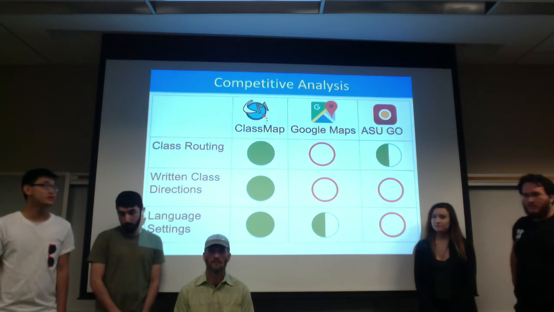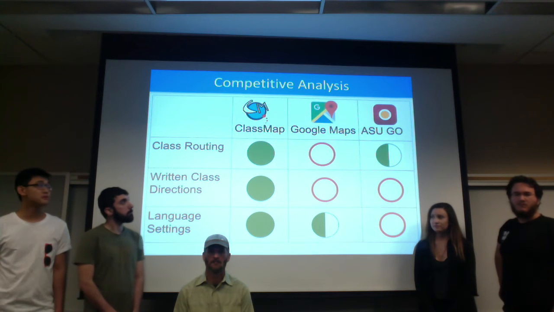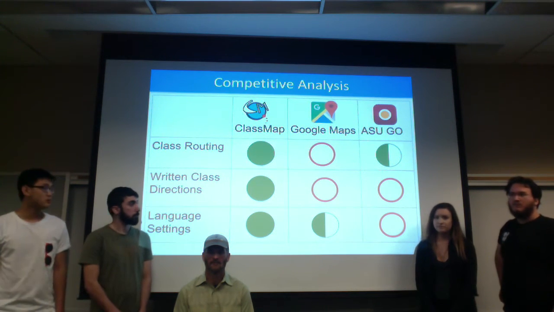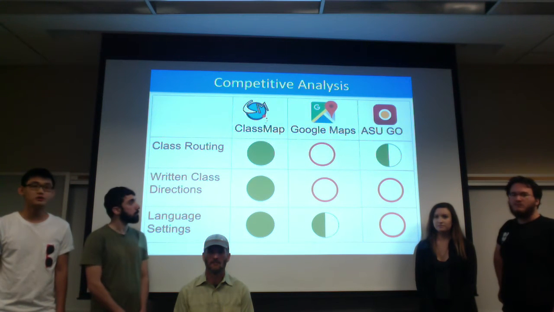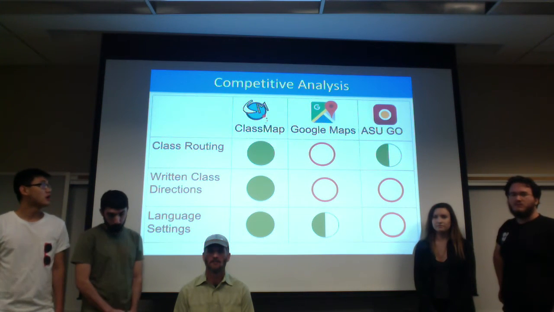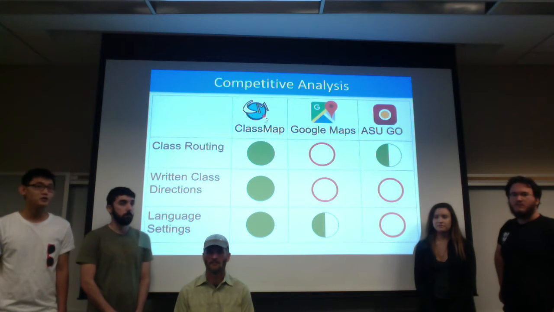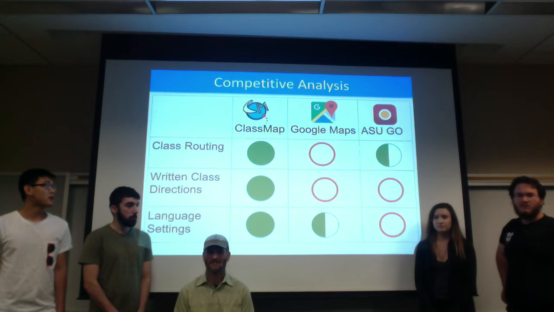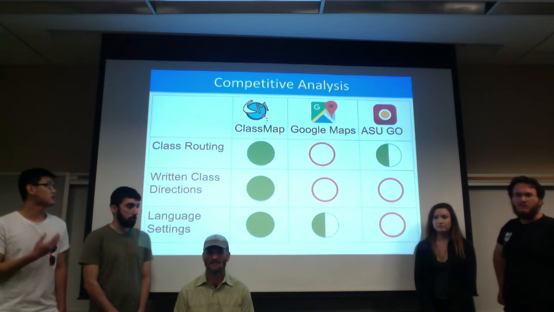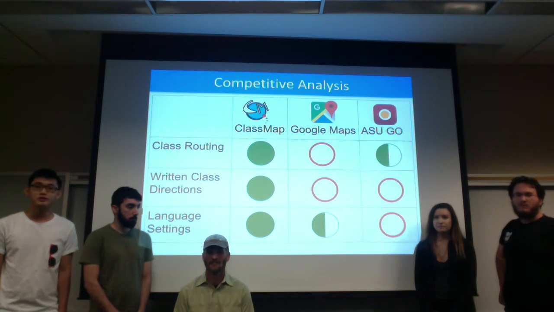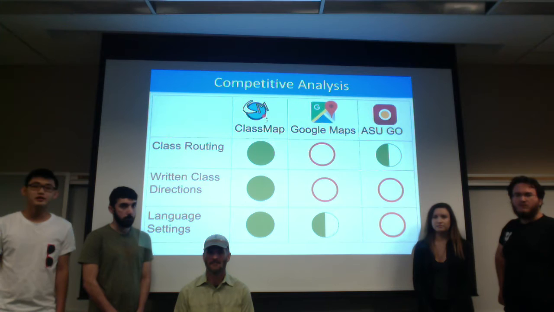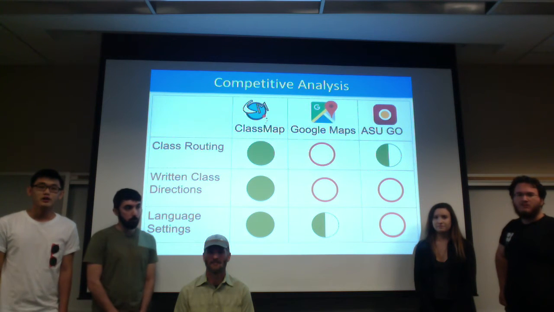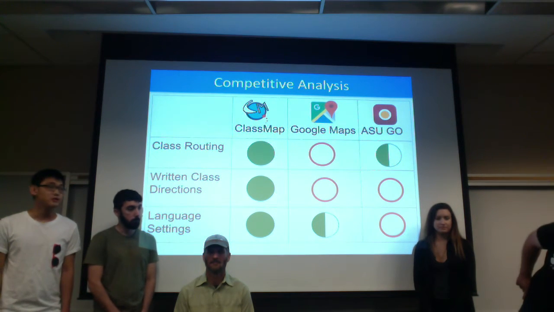For our competitive analysis, we are comparing with Google Maps, which we are trying to merge with. Google Maps has the language setting, but it doesn't help you get to the actual class. As you go, it helps you get to the actual class, but it doesn't have the language setting, which Bader and other students are struggling with. Class Map, our app, is able to provide you the class routing and the saved route, as well as written class directions and a language setting that you can view in your native language. With that, let's go over to the Meet the Team slide.